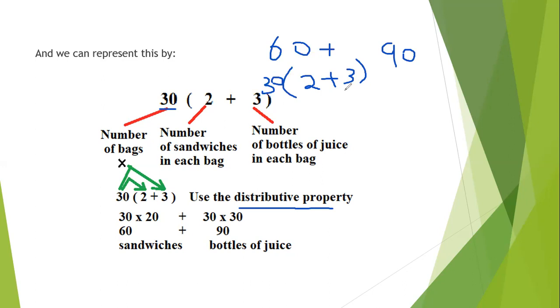To check my answer, let's distribute again. 30 times 2 equals 60, plus 30 times 3 equals 90. This is the total number in the beginning we use it to solve the problem.